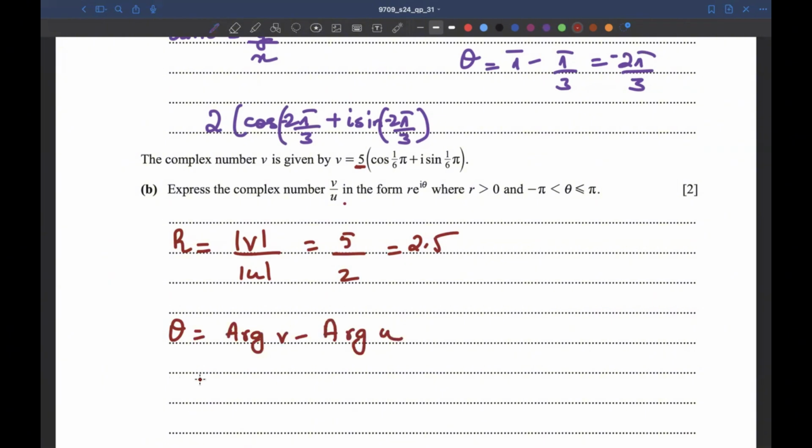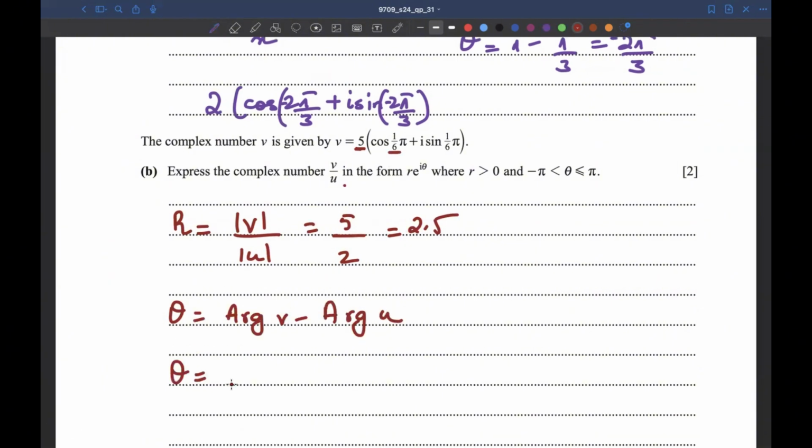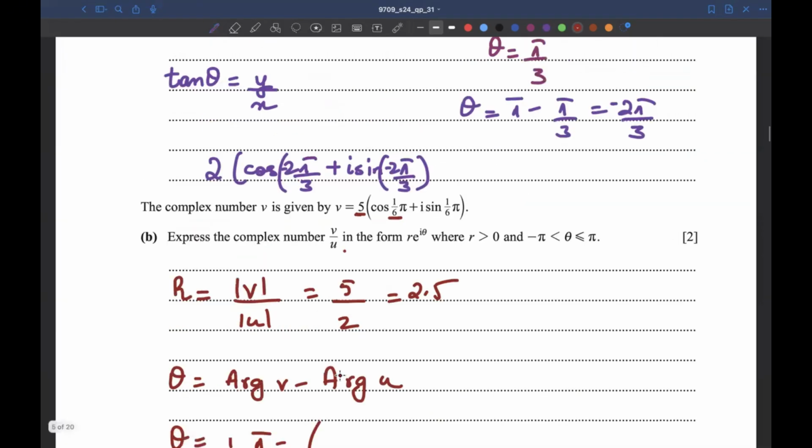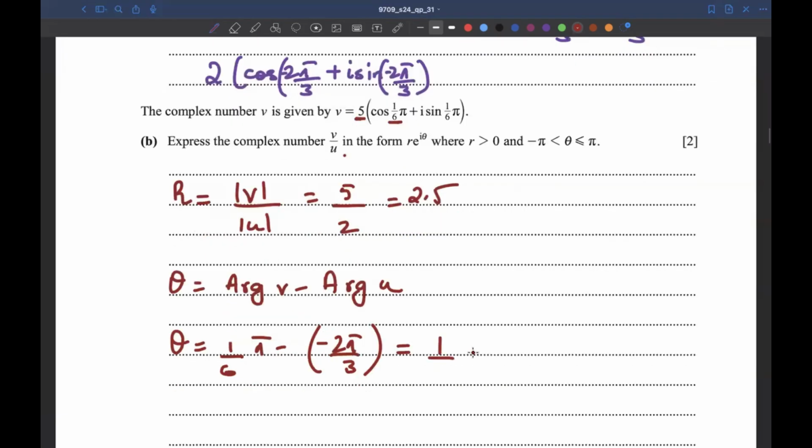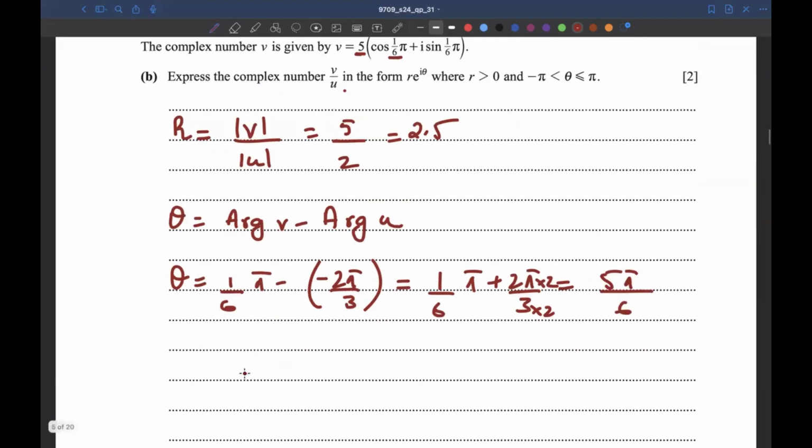So the value of theta will be equal to 1 upon 6 pi minus the argument of U, which was minus 2 pi by 3. Simplifying this, we'll get 1 upon 6 pi plus 2 pi by 3. Taking the LCM, this will multiply by 2, this will multiply by 2, we'll get 4 pi plus pi, which is 5 pi by 6. So the final answer will become 2.5, which can be written as 5 upon 2, e to the power iota 5 pi by 6.